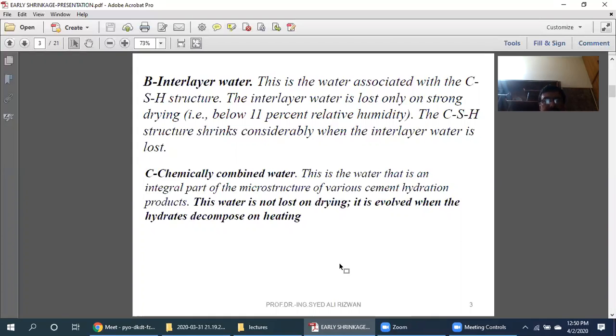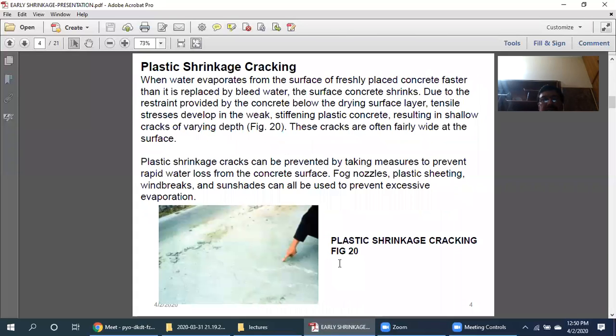The third category, C, is chemically combined water. This is the water that is an integral part of the microstructure of various cement hydration products. This water is not lost on drying. It is evolved when hydrates decompose on heating.